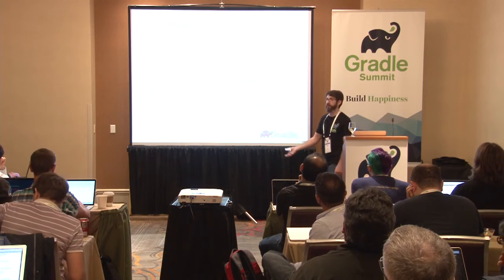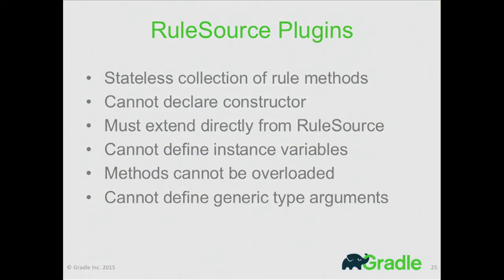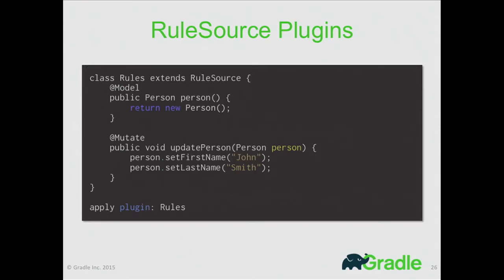Methods cannot be overloaded, so I can't have two rules with the same name that just take different arguments. They have to have unique names. And the method itself can't define generic type arguments because, again, that doesn't make any sense in the context of a rule. Okay. So this is what a rule source plugin is.